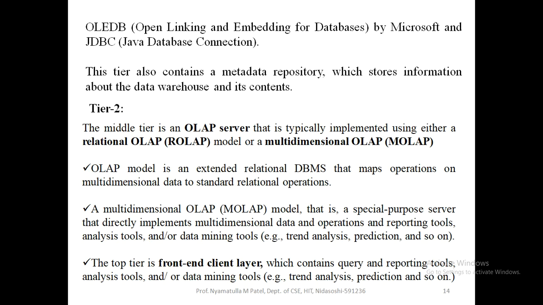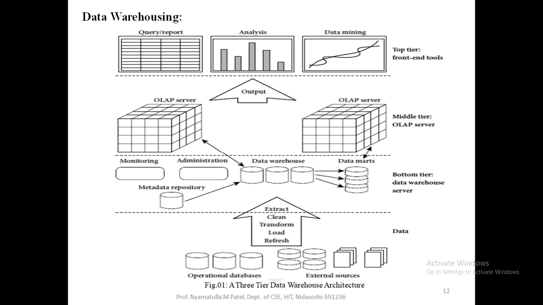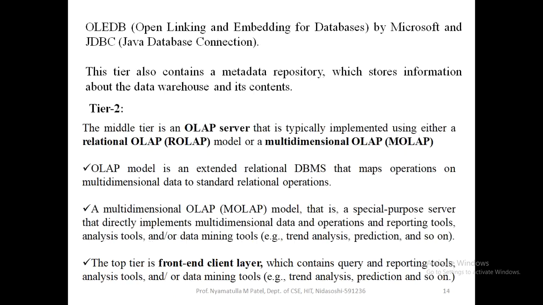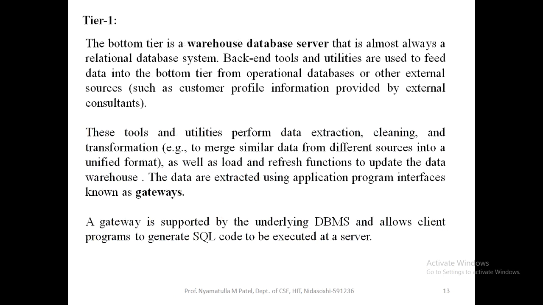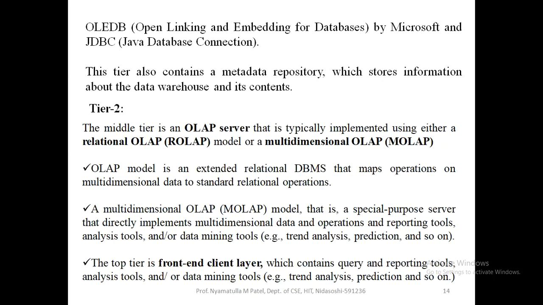This tier also contains a metadata repository which stores information about the data warehouse and its contents. What is the use of this metadata repository? The metadata repository contains information related to what is present in the data warehouse, its content, which gives the information about the data warehouse and its content.